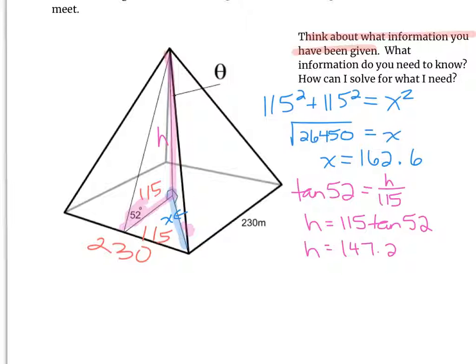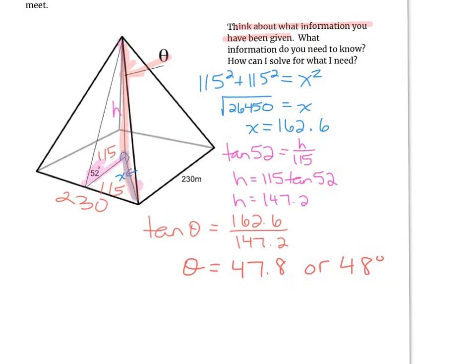So coming back to the piece of information I was looking for, remember I was looking for this angle up here. Well, I now have the information that I need because I have this length and I now have this length. So once again, I can use tan to find what that angle theta is. Tan of theta is going to be 162.6 divided by 147.2. So I use the inverse tan to figure out my angle. Theta is 47.8, or 48 degrees.